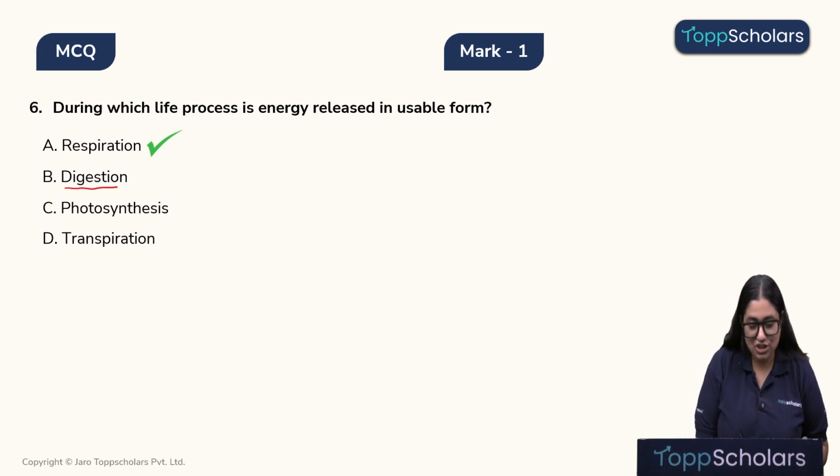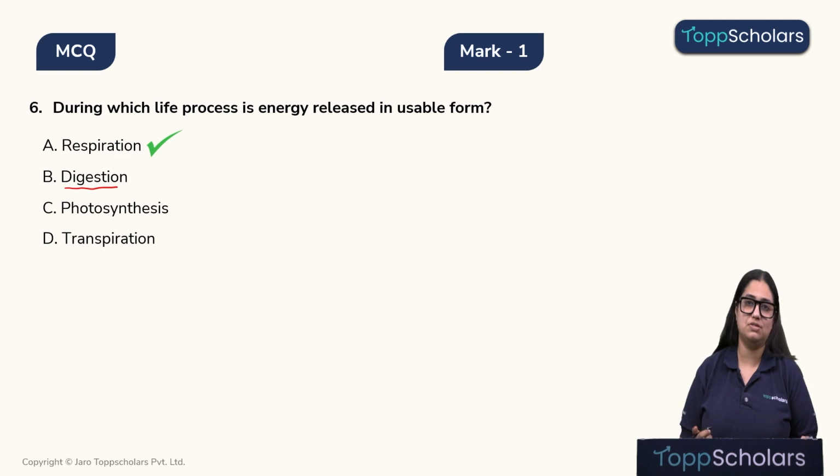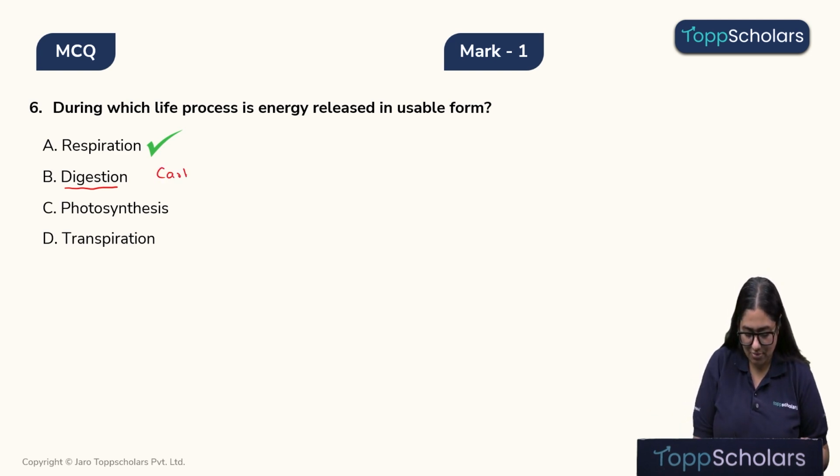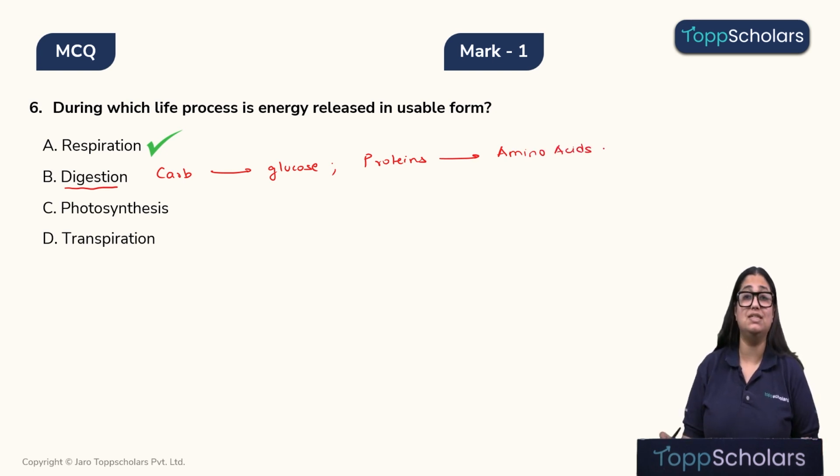So children, digestion is simply breaking down of a large substance into a small substance. That is, the carbohydrates are broken down into glucose, or proteins are broken down into amino acids. In this process, children, energy is not released. Therefore, option B is incorrect.